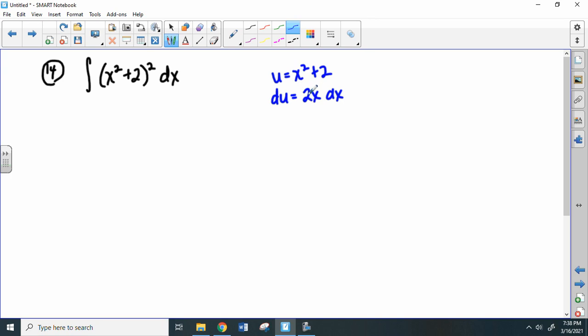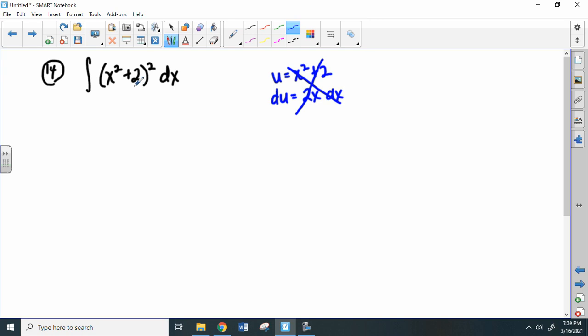If I only needed the 2, I could compensate for that. But because I need another x, I can't compensate for that. So U substitution is not going to work. Again, I can't compensate for the x because I can't put an x in front of the integral. So then I have to ask myself, well, how else could I do this problem?